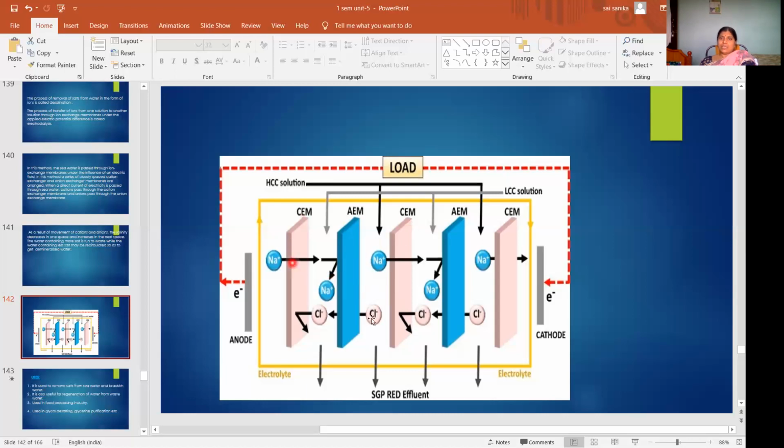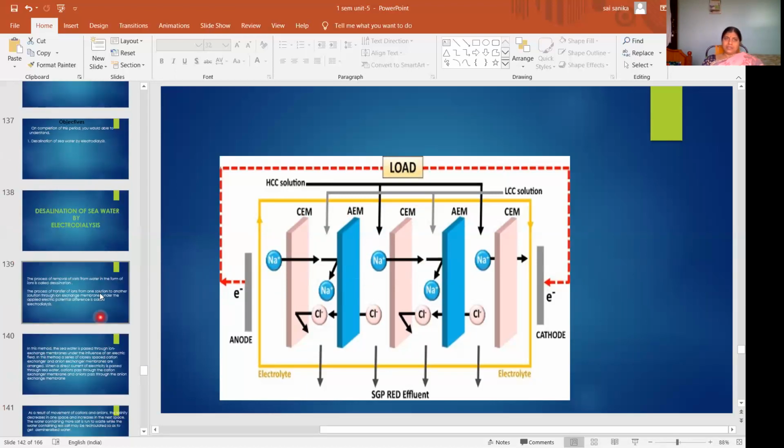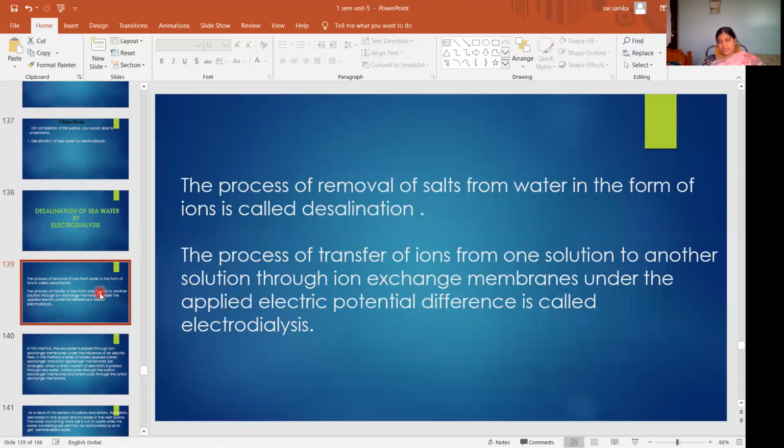So what we are doing here, we are applying an electric field. By applying the electric field, we are removing the salts present in the water by arranging ion exchange membranes alternately with different concentrated solutions. That's why this process is called electrodialysis. Okay, so this is the method. So once again we will repeat the electrodialysis method.